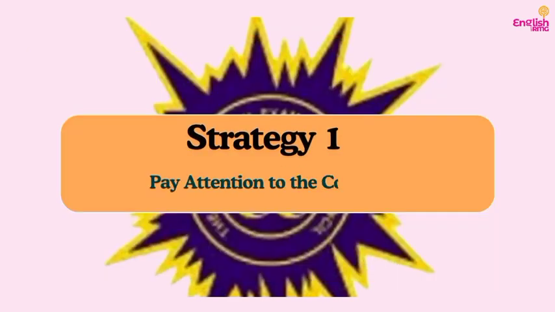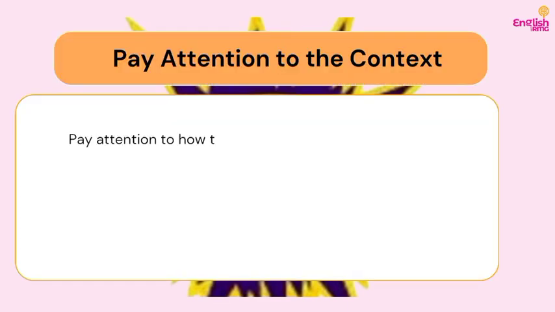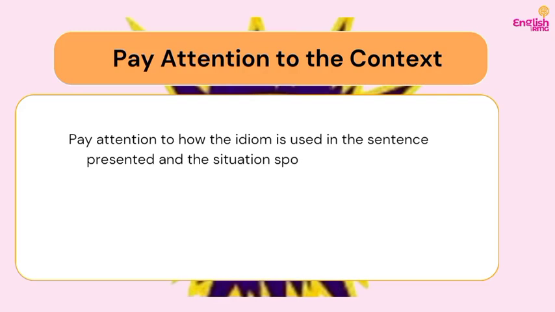Tip and strategy number 1. Pay attention to the context. You really need to pay attention to the context. When you are faced with a question on an idiom that you don't even know the meaning of, pay attention to how the idiom is used in the sentence, how it is presented to you, the situation spoken about in that sentence, and sometimes you should also consider the options in the question so that you can arrive at the correct answer. So I'm not just going to give you this strategy without exemplifying it. So now let's go into the past question so that we can exemplify how to use the context to deduce the meaning of an idiom.